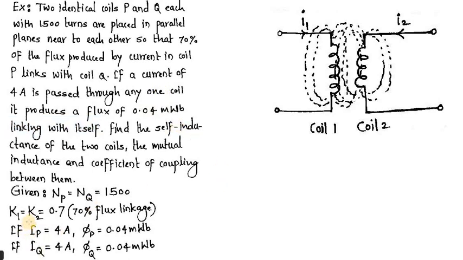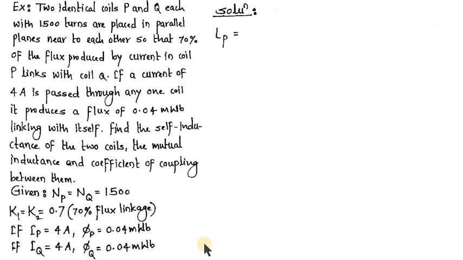So when current of 4 ampere passes through coil P, that current can be called IP, and flux that links with coil P, that flux can be called phi P, is 0.04 milliweber. When we say that 4 ampere is passing through coil Q, we can call it IQ, and flux that will link with coil Q because of IQ can be referred to as phi Q, and hence 0.04 milliweber. Now this numerical is very simple because the quantities are identified accurately. Otherwise you may commit mistakes in this case.